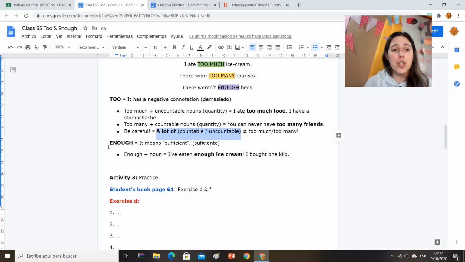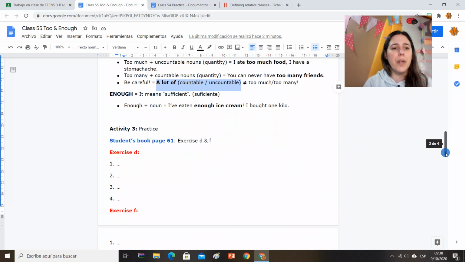And then enough, which means sufficient, okay? Voy a decir, I've eaten enough ice cream. I bought 1 kilo. Comí suficiente helado, ¿sí? Con enough no voy a hacer diferencia entre countable and uncountable. Lo voy a seguir siempre después con un sustantivo, pero no hay diferencia entre uno o el otro. So, remember, too much and too many, demasiado. And enough, suficiente. A veces puede ser que no sea suficiente o que sea suficiente. Puede estar en affirmative or negative.